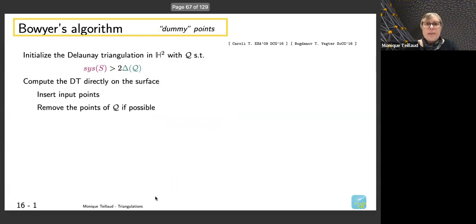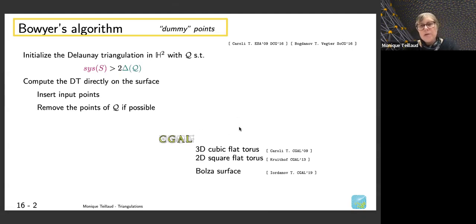So the idea that we used for the practical algorithm is to start with a set of dummy points, a set Q that satisfies the condition. Then we have a simplicial complex in our data structure with adjacency relations and everything. And so we can insert points. But we have those dummy points that are left, and if possible, at the end we will remove them, because they don't mean anything for the user. In general, the user will insert millions of points, and in the end we can remove without any harm the points that we added at the beginning. That's the idea that we used both for the flat torus, cubic and square, that's all that we coded so far, and the Bolza surface. It's the same idea.